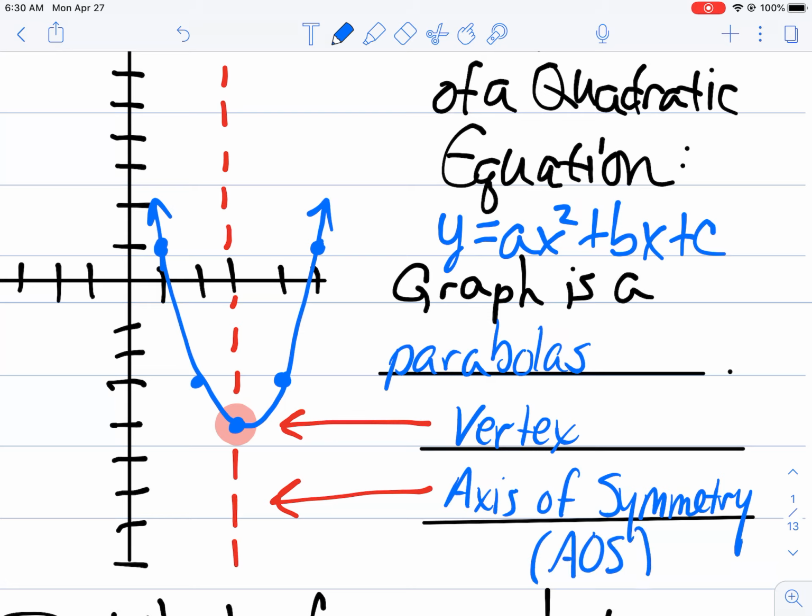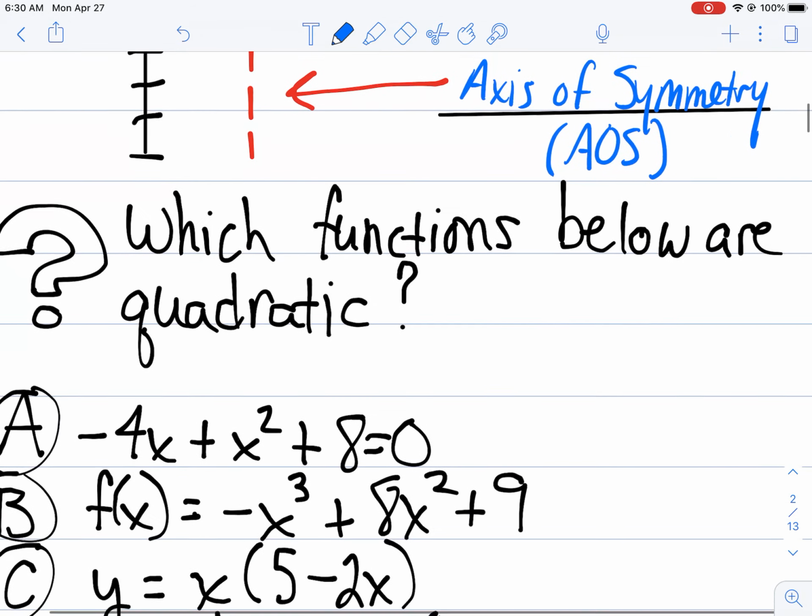We abbreviate that AOS, so I know that that's the line of axis of symmetry, and then I can do some reflection and generate additional points very, very easily on my graph.